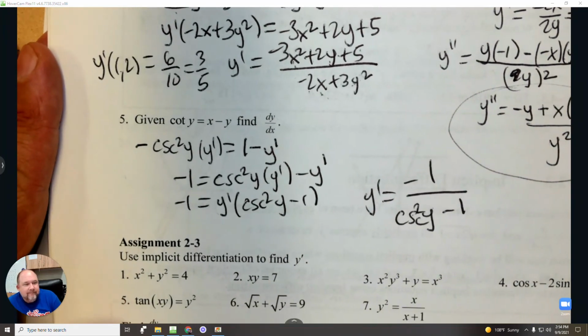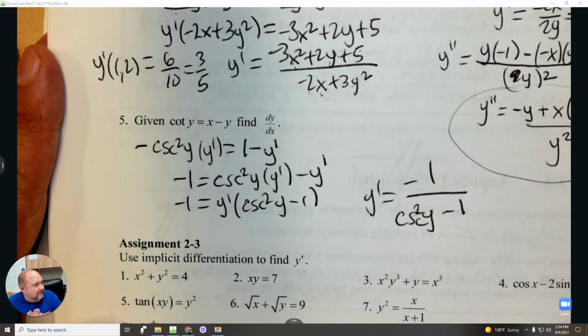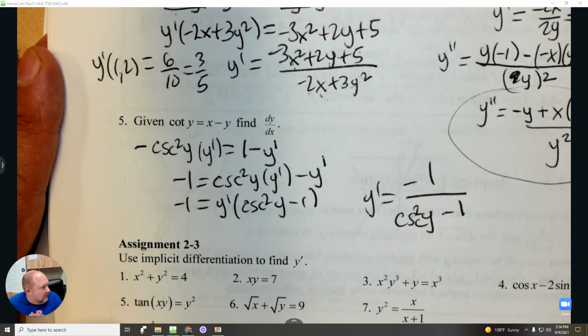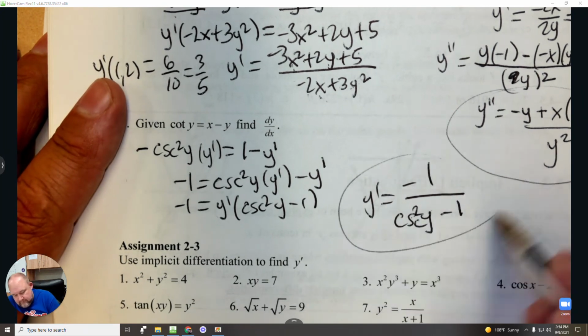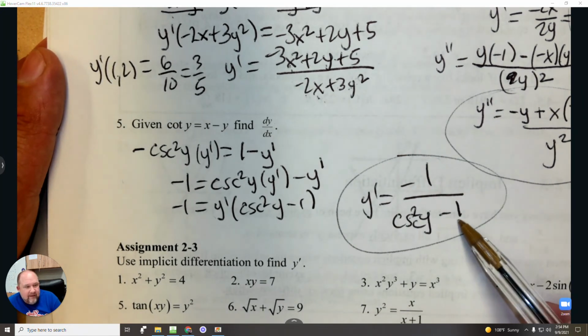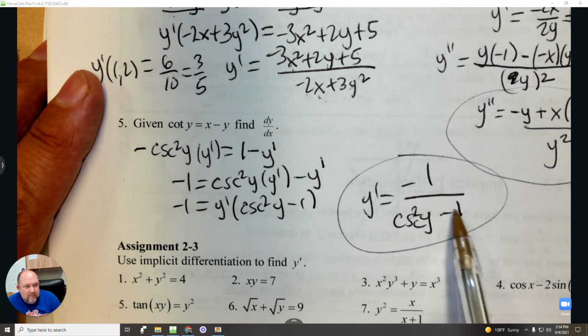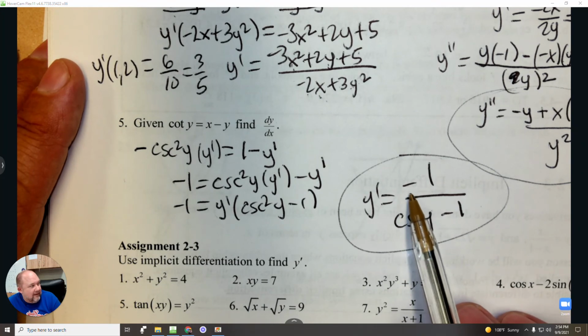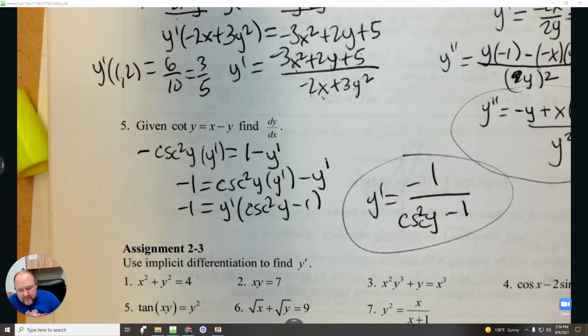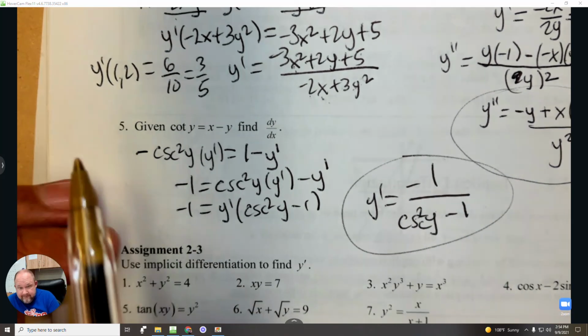Okay. I think that's about it. There's actually a trig identity here where cosecant squared minus 1 is negative cotangent squared, and this could actually be negative tangent squared by doing some trig identities. I'm not going to worry about that.